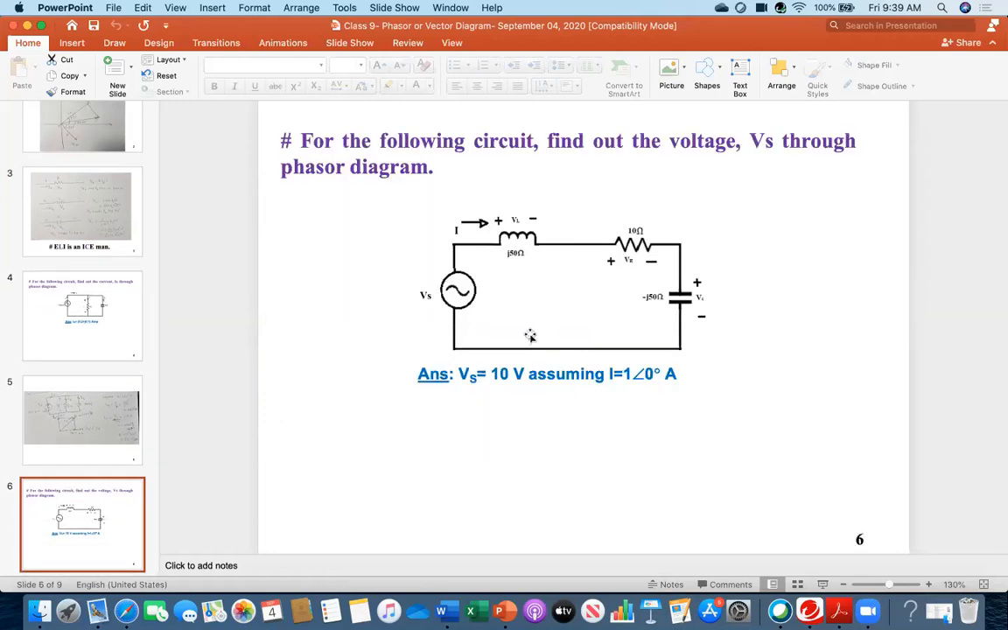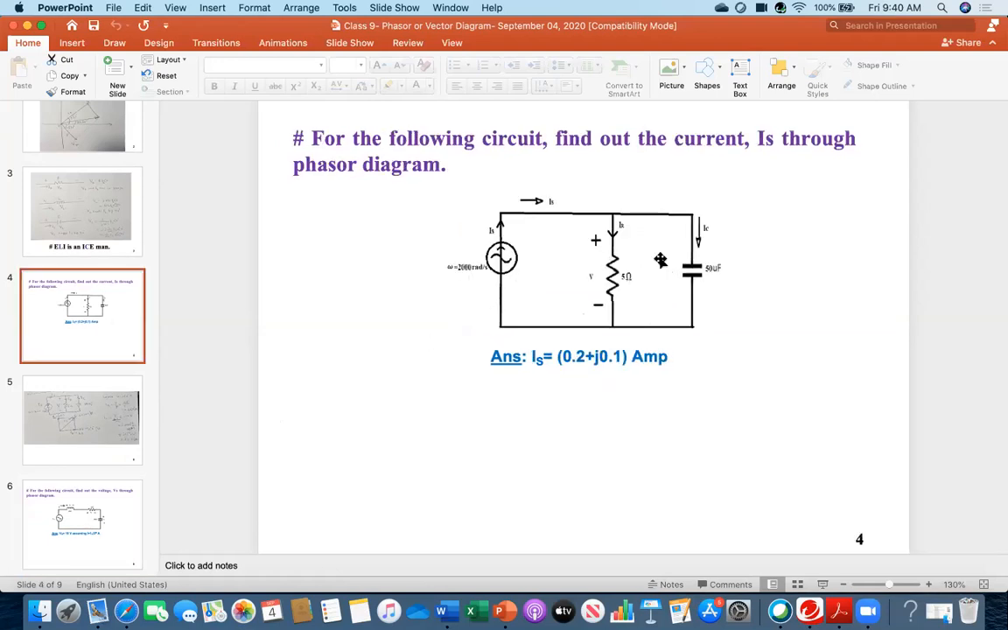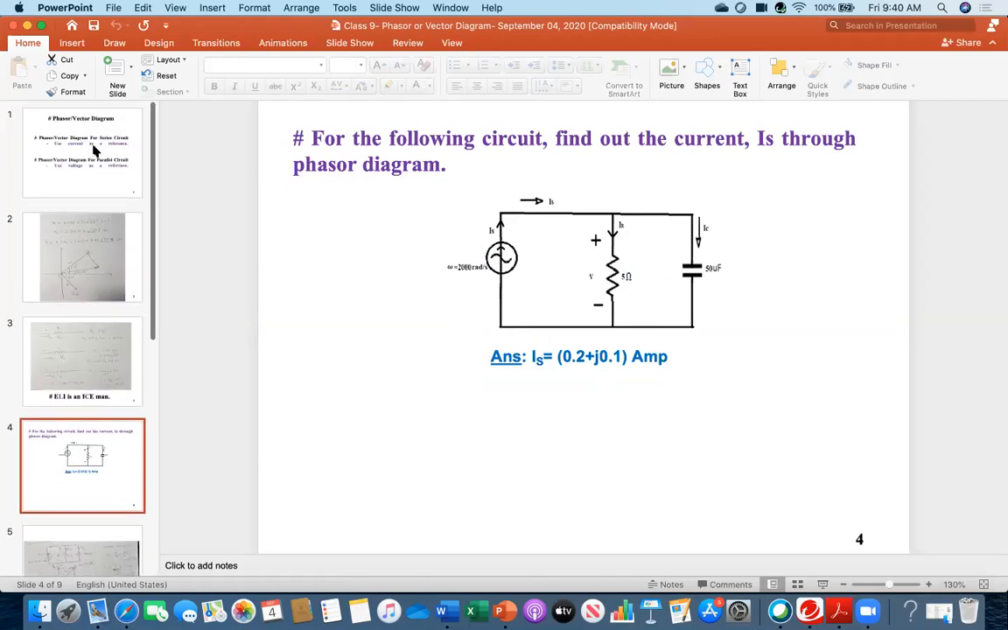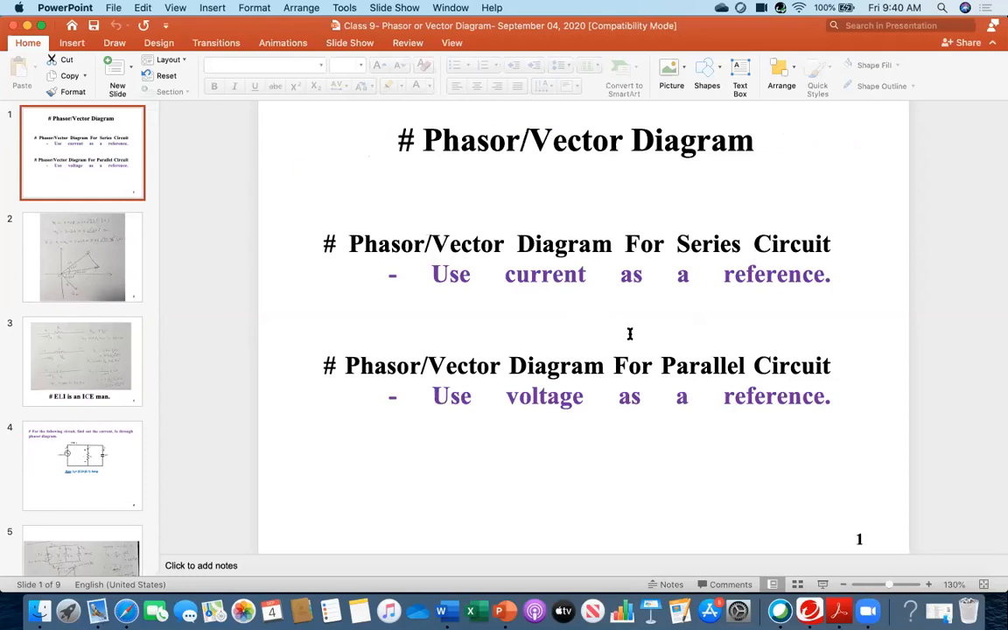Before solving, you see there are other problems. For example, this is a series circuit. I am asking: for the following circuit, find out the voltage Vs through a phasor diagram. This is another example, but it is a series circuit. Then come back, this was the parallel circuit. Now, at the beginning, at the first slide today, what I have written, everybody be careful: phasor diagram for series circuit. If you see that it's a series circuit, then use current as the reference.